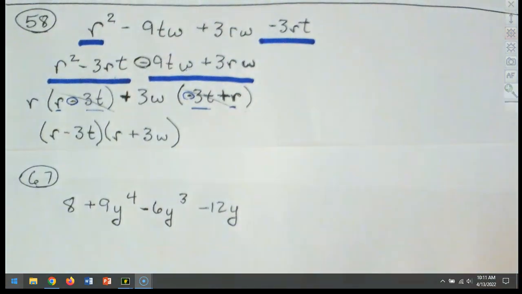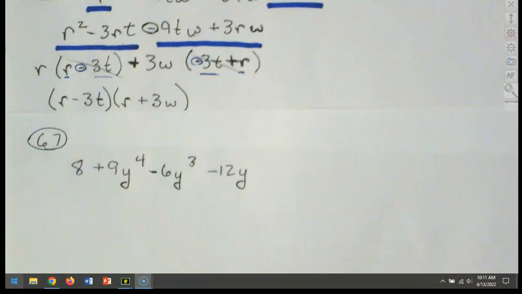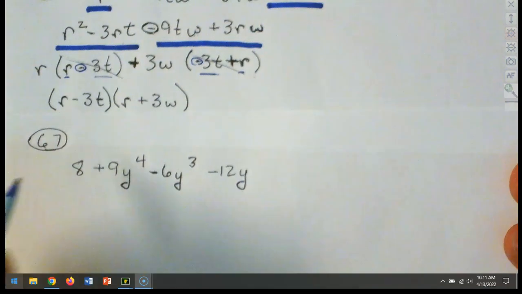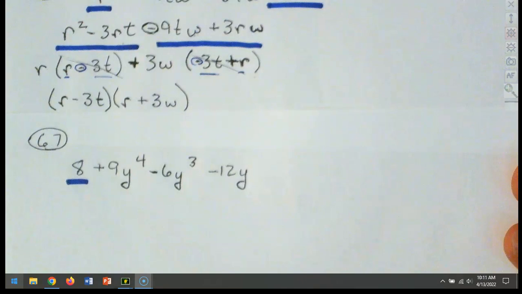So on this one, let's rearrange these. Doesn't matter how you rearrange it, you just need to make sure that something will go together with something else. So we've got different ways of doing it. You'll end up with the same answer. But what do we know about this 8? Well, this 8, it can either go with the 6 or the 12. Doesn't matter. Let's just go ahead and group the 8 and the minus 12y together.